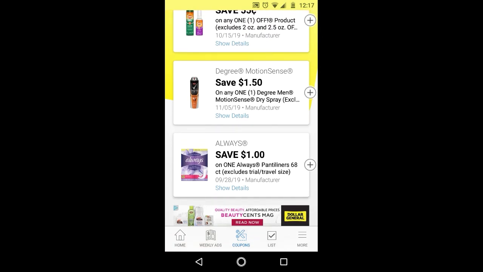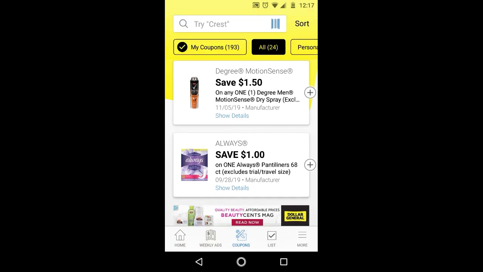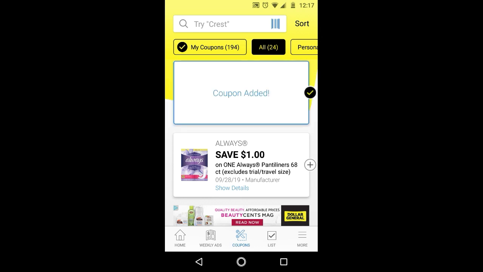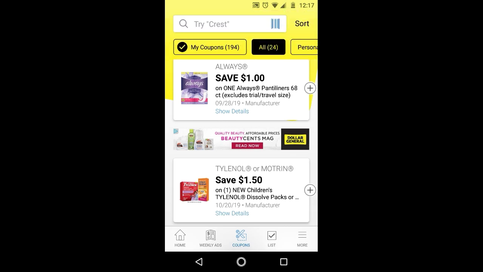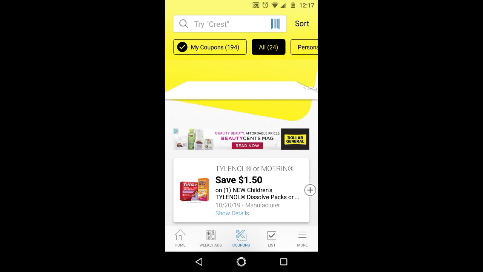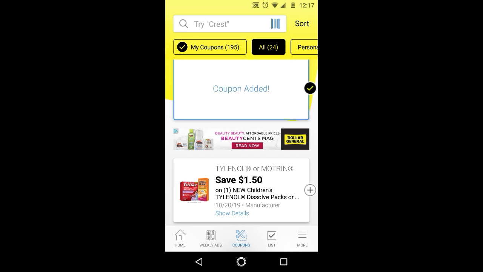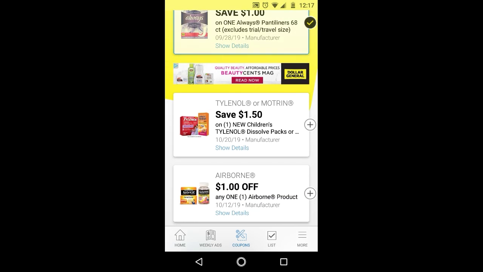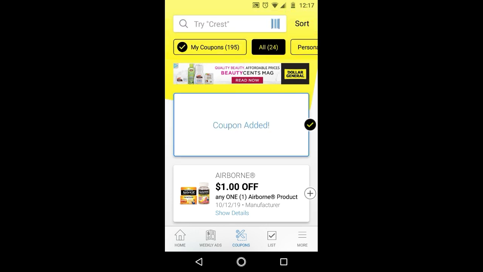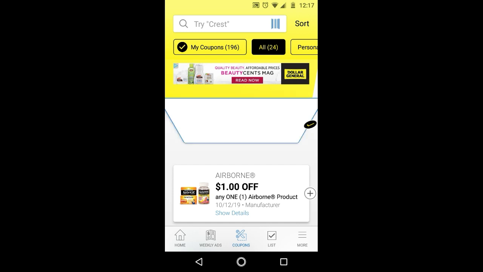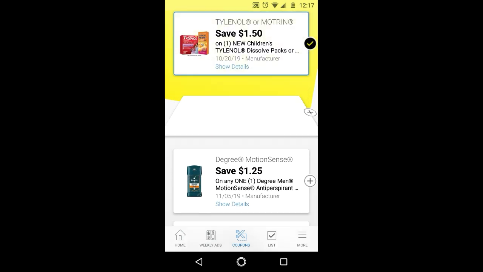Again, we have the Degree, the $1.50 off. This is for the Men Motion Sense. So I'll clip that because we do have an instant savings on this. $1 off Always. These are for the panty liners, the 68 count only. The $1.50 off children's Tylenol or Motrin. $1 off Airborne.